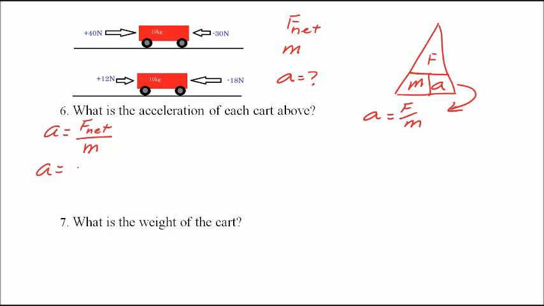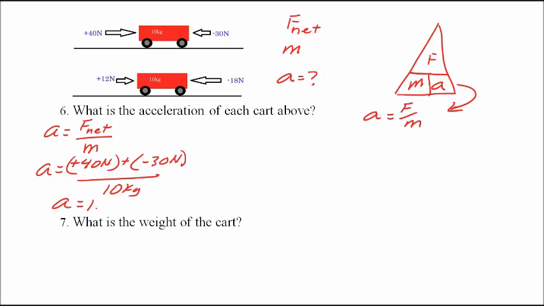And so when we set this up, it looks like this. Acceleration is equal to the net force. Well, we have positive 40 newtons plus negative 30 newtons divided by the mass, and the mass was 10 kilograms. So what does our acceleration work out to? Well, positive 40 plus negative 30, that's going to give us positive 10, and positive 10 newtons divided by 10 kilograms, well, that's going to be 1.